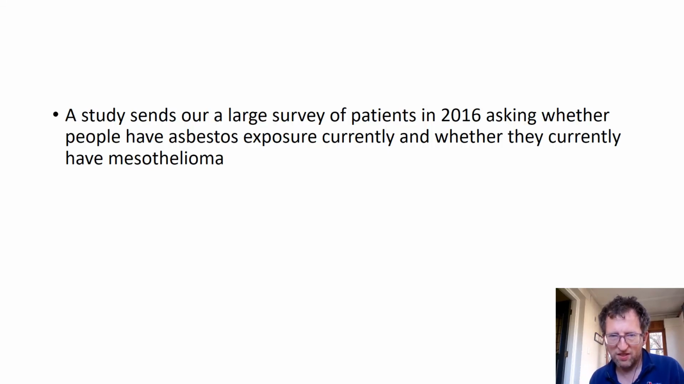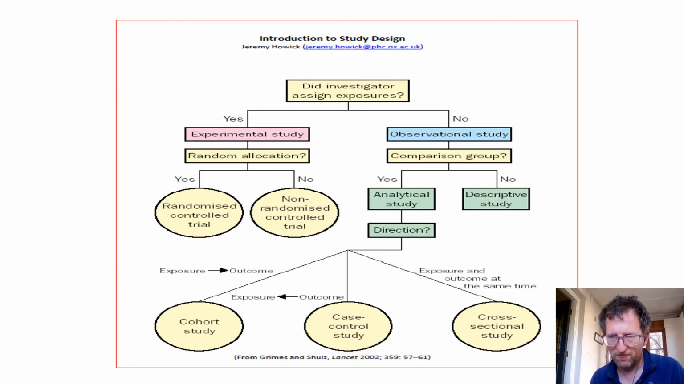And then this is the next one. Let's have a think about this one. Hopefully you realize this one again. Investigator not assigning anything. There is a comparison group. But the outcome and exposure are being measured at the same time, so it's a cross-sectional study.